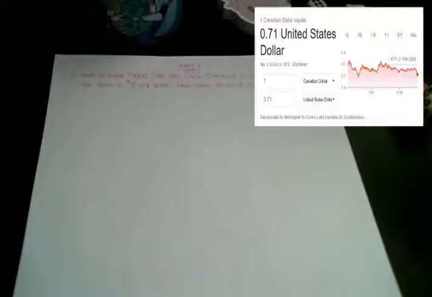So we need the exchange rate between Canada and the US, and I've got the exchange rate right there, as you can see. One Canadian dollar is equal to 0.71 United States dollars, as recently as I could get here. So I've got March 27th, 2020, but I'm pretty sure that was the current one. I think that's just as good as I could get with that chart.